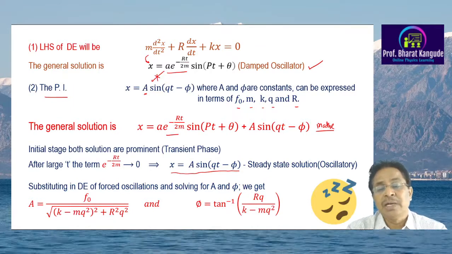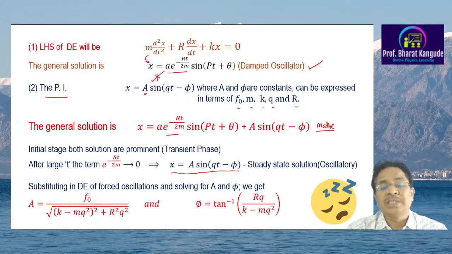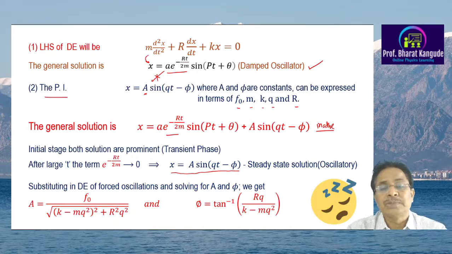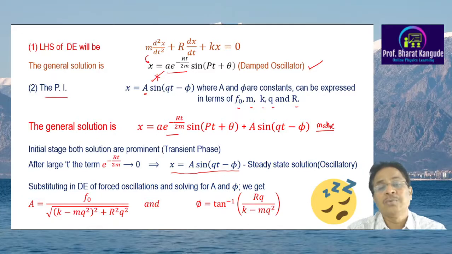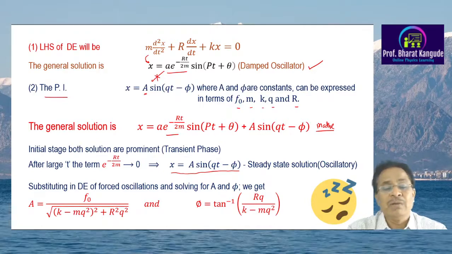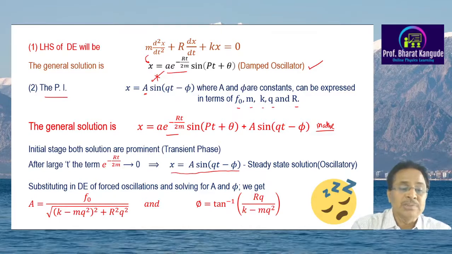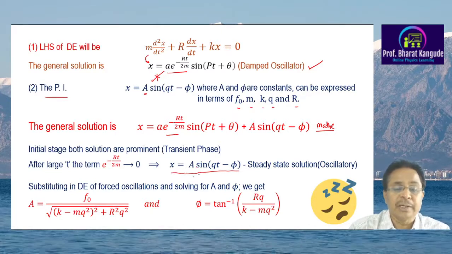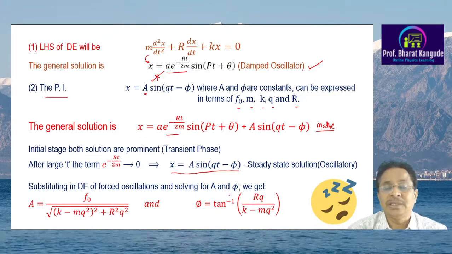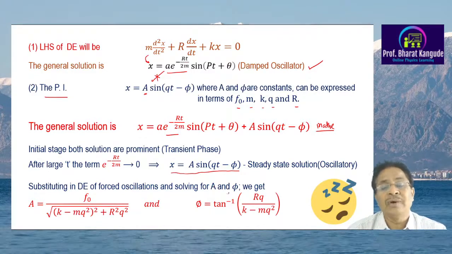Mathematically we are not skipping this part, but we are not discussing all these things here. Assuming the solution of this differential equation is x is equal to A times sine of qt minus phi, then differentiating it once, differentiating it twice, and substituting in the differential equation of forced oscillation and solving for parameters like A and phi, we get these two important parameters of this type of motion. This entire treatment has been given in our textbook. You can check later how A and phi have been obtained.